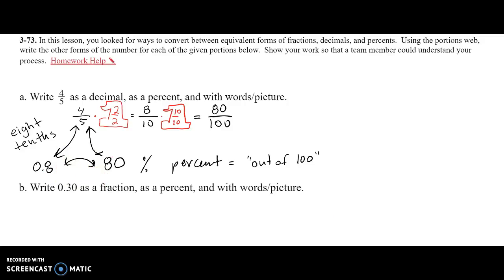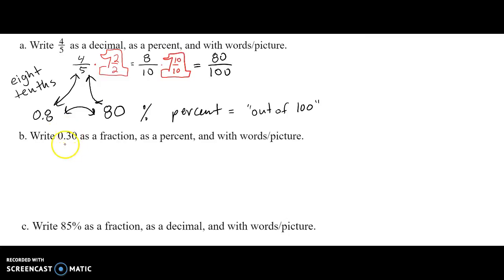Let's do part B. So we are writing 30 hundredths as a fraction, percent, and with words. So since I already said it, let's go ahead and do that. That's my link. Decimals I love because if I can say them properly, I can write them as a fraction. So if I can say this as what it is here, I could say I have 3/10, or I have 30 hundredths. All right, so I have written the way it is here, I have 30 hundredths.